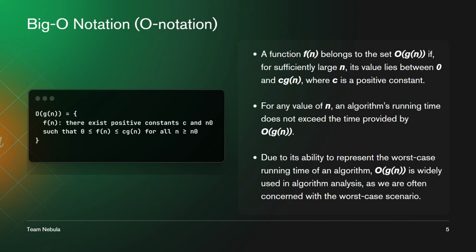The above expression can be described as: a function f(n) belongs to the set O(g(n)) if there exists a positive constant c such that it lies between 0 and c·g(n) for sufficiently large n. For any value of n, the running time of an algorithm does not cross the time provided by O(g(n)). Since it gives the worst case running time of an algorithm, it is widely used to analyze an algorithm, as we are always interested in the worst case scenario.